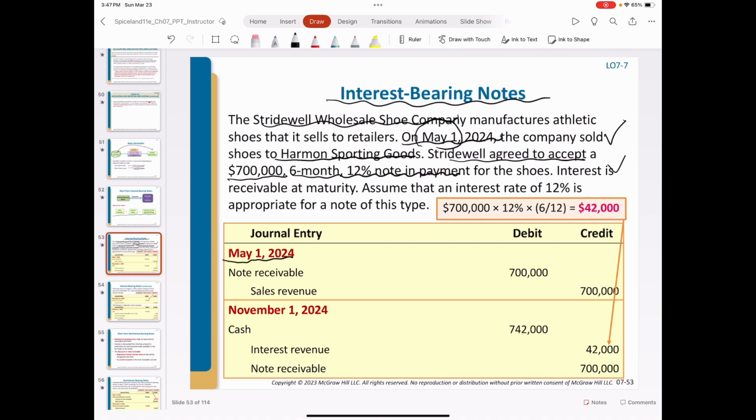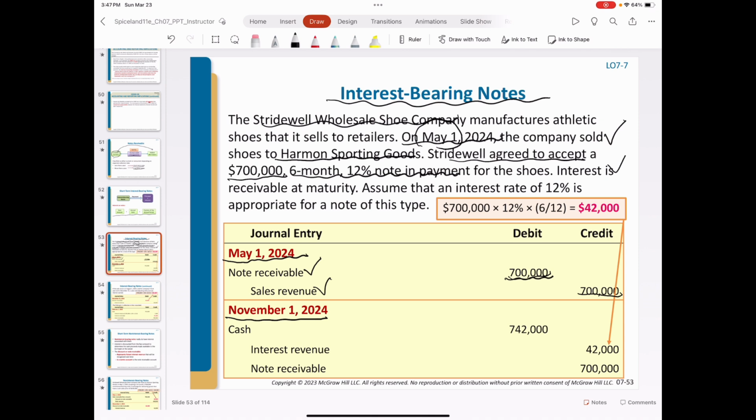On May 1st, after 6 months, that is November 1st. So these two transactions occurred within 1 year. How to make the journal entry? First, the seller will recognize notes receivable and sales revenue of $700,000. And notes receivable represents the seller providing credit to the customer.